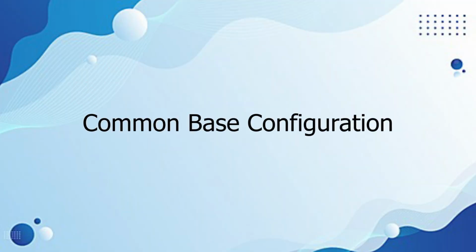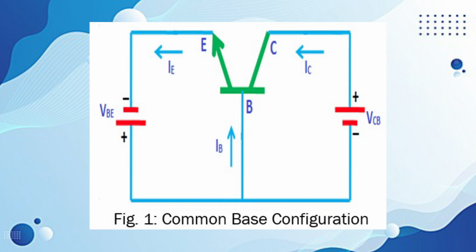Now we are talking about common base configuration. In common base configuration, as shown in the figure 1, emitter is the input terminal and the collector is the output terminal, and the base terminal is connected as a common terminal for both input and output. Now you can see it clearly from the figure 1. That means the emitter terminal and common base terminal are known as the input terminals, whereas the collector terminal and common base terminal are known as the output terminals, which is shown in the figure number 2.